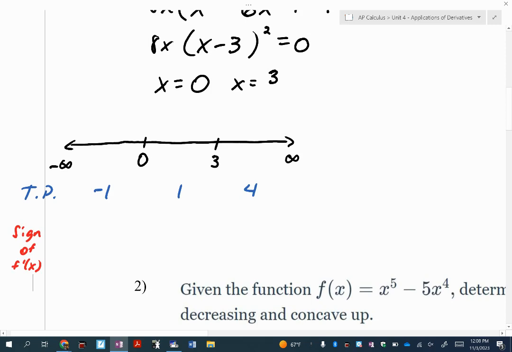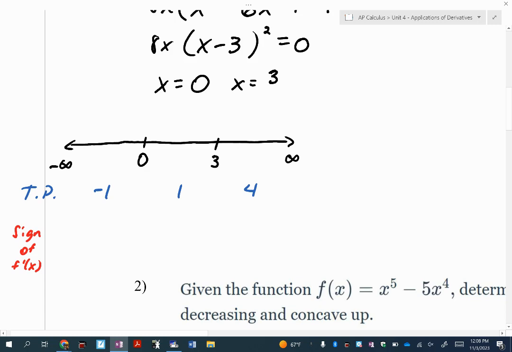When you're looking to see if your original function is increasing or decreasing, you only need to use the first derivative. The sign of the first derivative will tell you if your original function is increasing or decreasing. If you're asking about where the original function is concave up or concave down, you've got to find the signs of the second derivative, what you just practiced. So we're going to do both here.